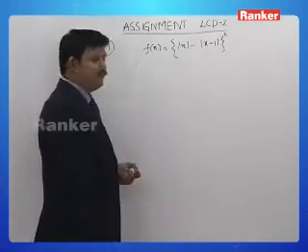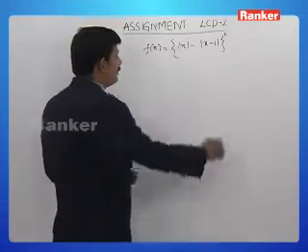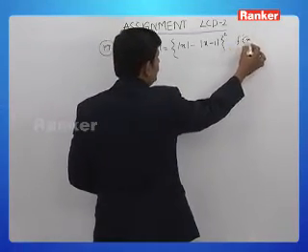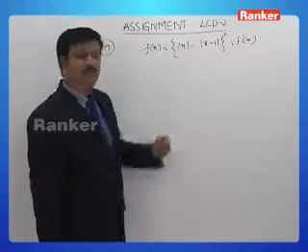So, in the question, f of x is given as mod x minus 1 whole square, and we are asked to find f dash of x. We have to differentiate this function. For that, first let us remove all the modulus signs.